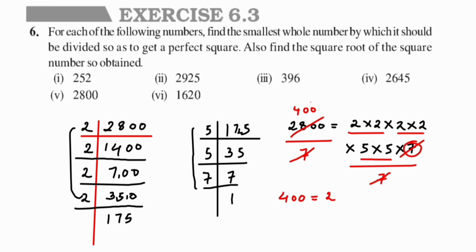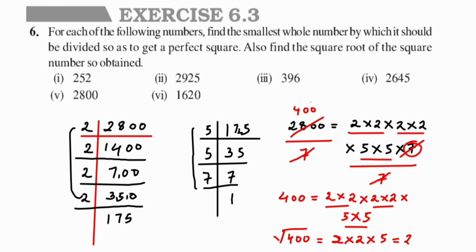So 400 can be written as all the factors you got left on the right hand side. Just write down 2 into 2 into 2 into 2 into 5 into 5. And just pair up the numbers and take the square root of it. So the square root of 400 will be nothing but, from each pair you take one factor. I have a pair of 2, a pair of 2, again a pair of 5. So from each pair take one factor. So 2 into 2 into 5. 2 2s are 4, 4 5s are 20. So the square root of 400 is nothing but 20. And the smallest number to be divided will be 7.